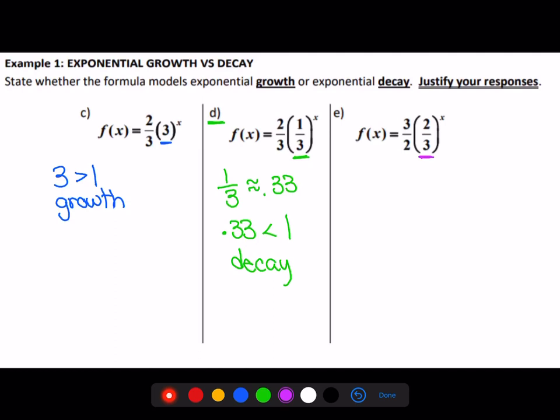And lastly, letter E. Our B value is 2/3. Well, 2/3 is about 0.67. It repeats forever as well. I know that 0.67 is less than 1, so this would also be a decay function. So those are our 3 answers for letter C, D, and E.